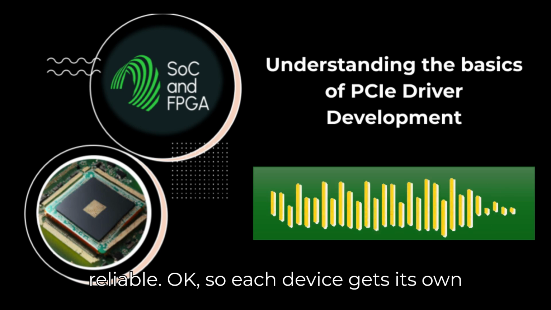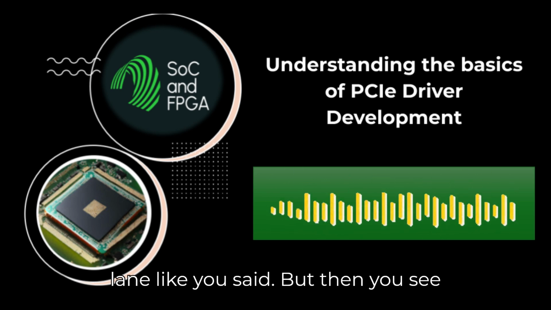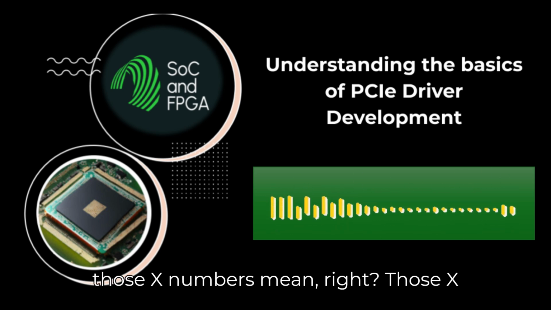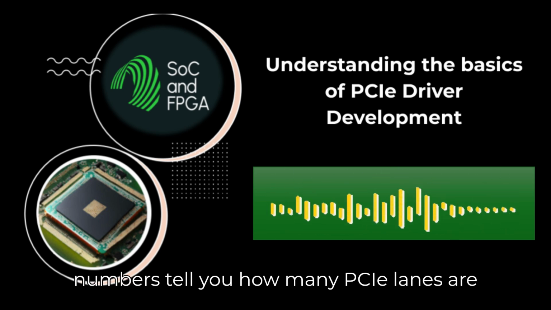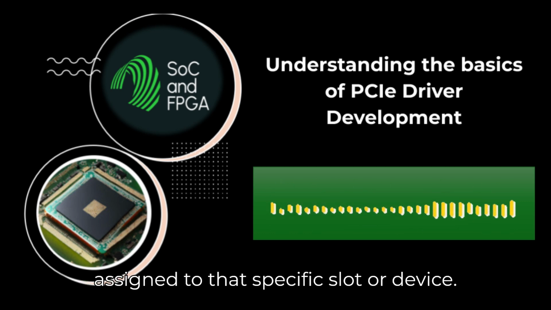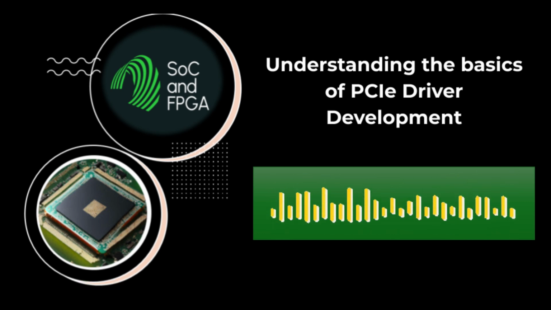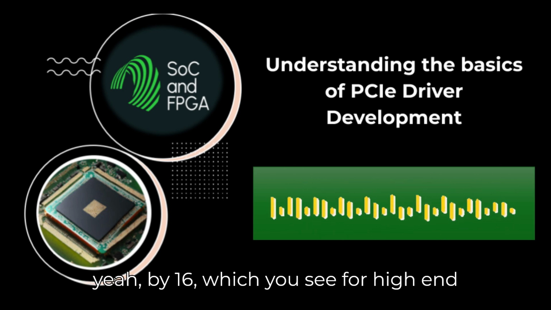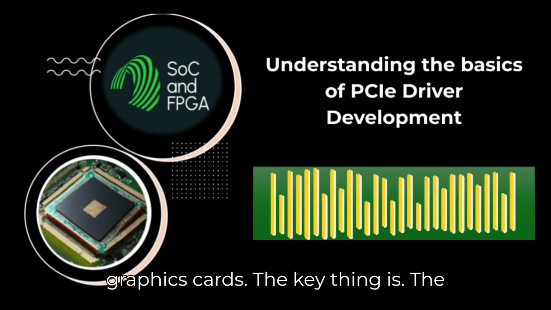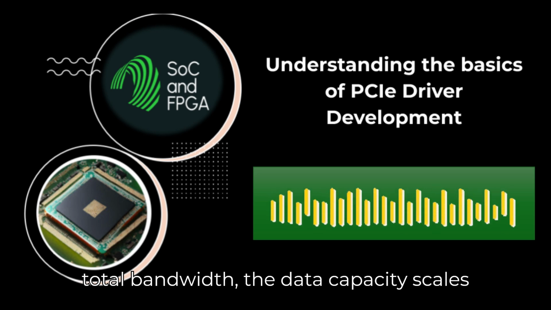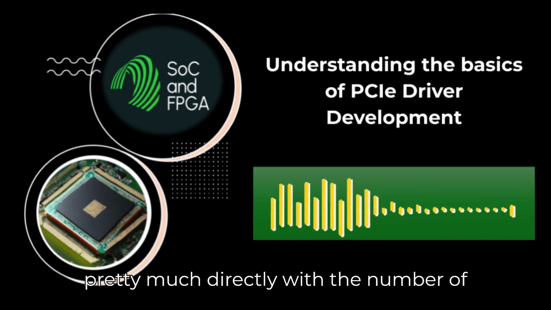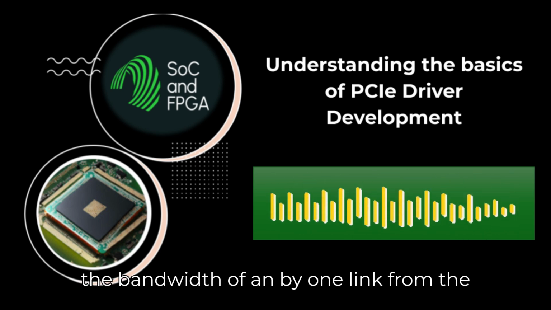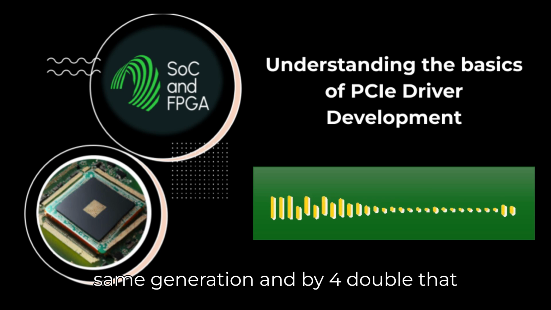Okay, so each device gets its own lane, like you said, but then you see these terms like x1, x16. What do those x numbers mean? Right, those x numbers tell you how many PCIe lanes are assigned to that specific slot or device. Common ones are x1, x2, x4, x8, and yeah, x16, which you see for high-end graphics cards. The key thing is, the total bandwidth, the data capacity, scales pretty much directly with the number of lanes. An x2 link has roughly double the bandwidth of an x1 link from the same generation, and x4 double that again, and so on.